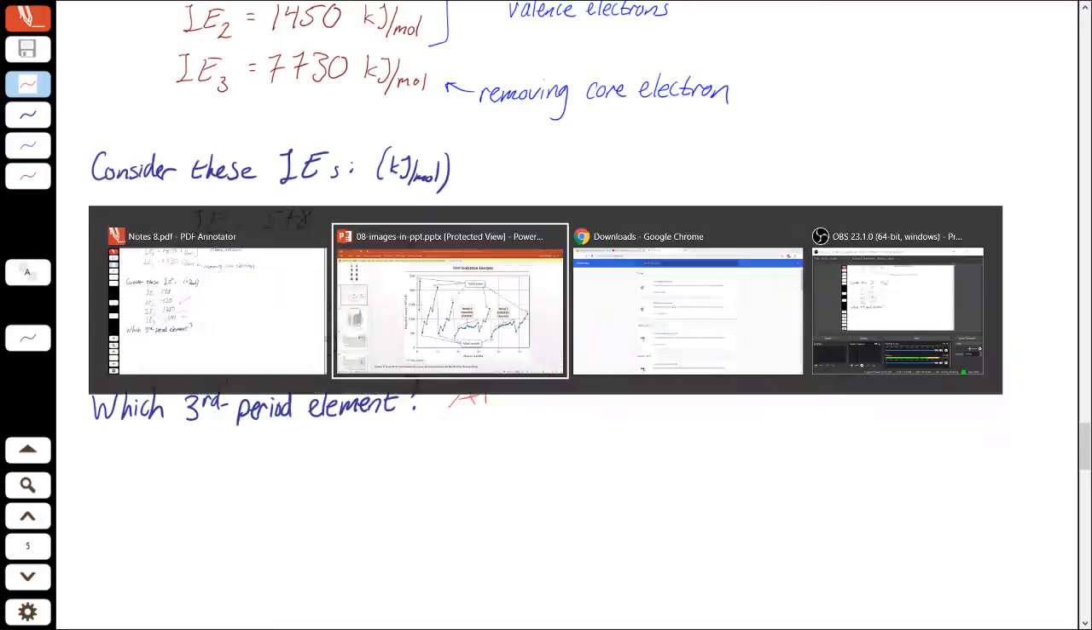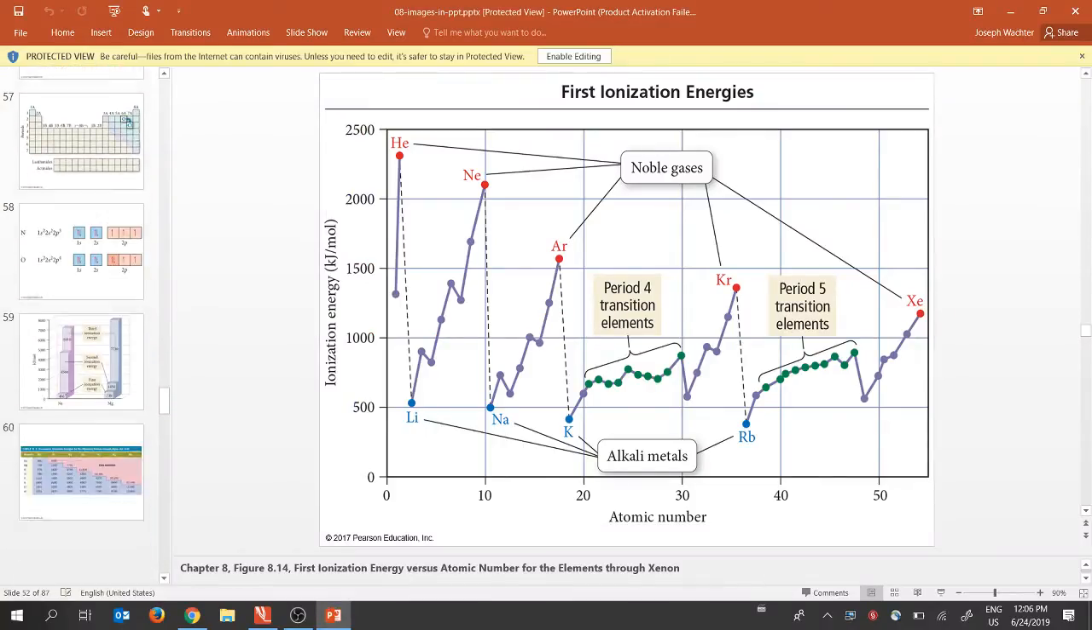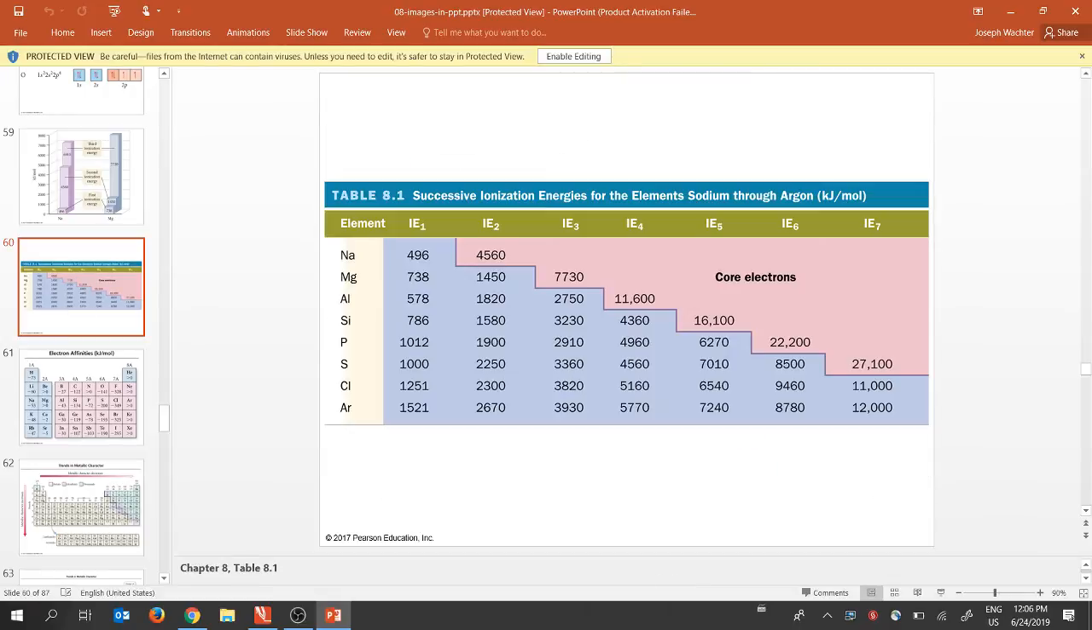There's a table in the book where you can see that. We won't put it in the notes, but you can see for the third period elements, sodium through argon, the successive ionization energies, and you can see that cutoff where it jumps up to a super, super high value when it starts taking those core electrons.